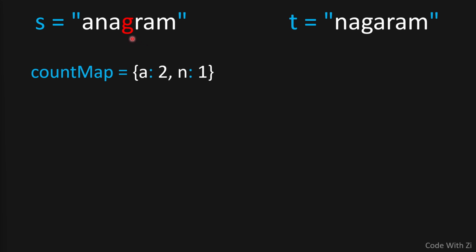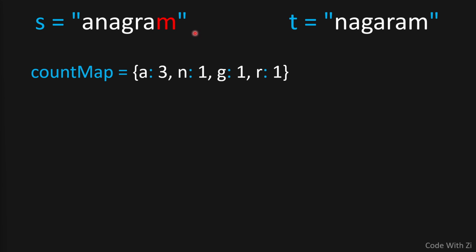Now our letter is going to be G. Does G exist here? Not really. So we're just going to add it and give it the count of 1. Then we're going to move on forward. We're going to have R. Let's check if R exists here. It doesn't. So we're just going to add it here. Then the next letter is going to be A again. Does A exist here? It does. So we're going to increment its count and move on forward.